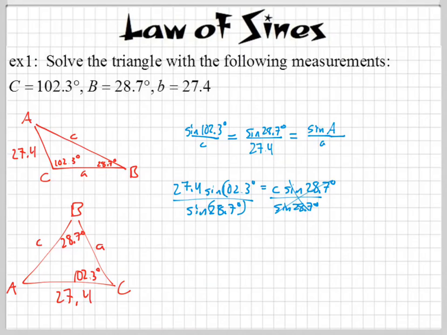Okay, the 28.7 and the 102.3, those are inside of the sine function, so you can't touch them unless you got rid of the sine function somehow, but you don't need to here. In your calculators, you just need to go that times that and divide it by that, and you'll get an approximate answer. C is approximately equal to what?